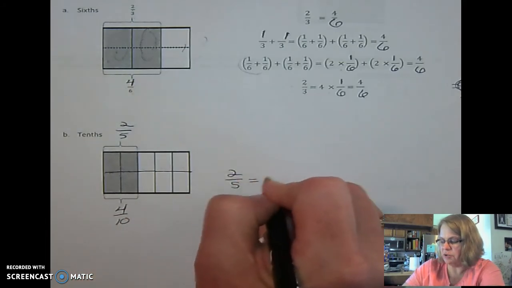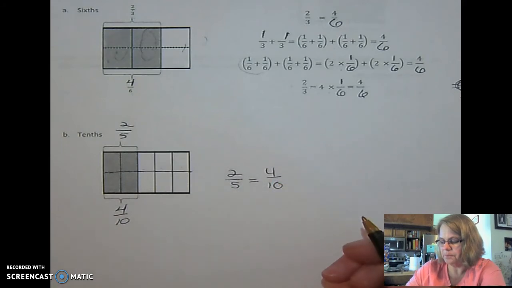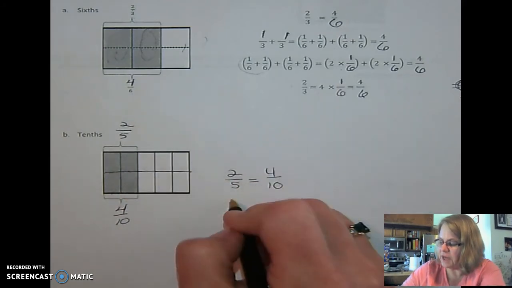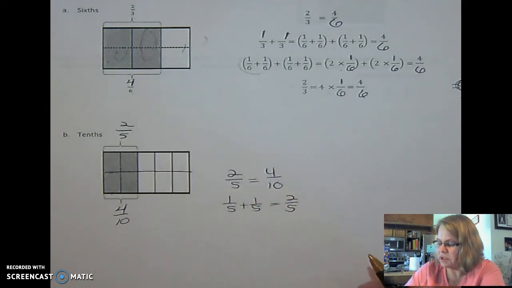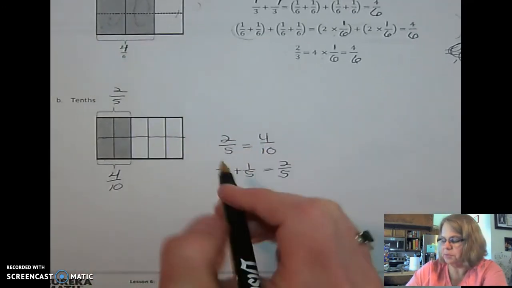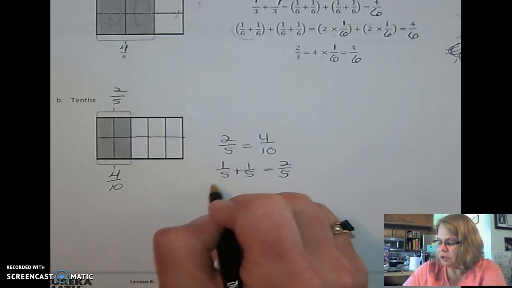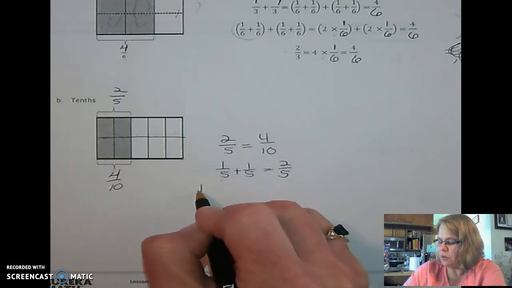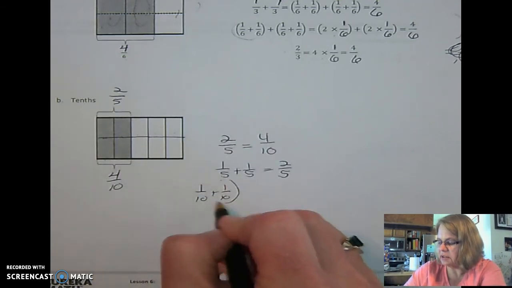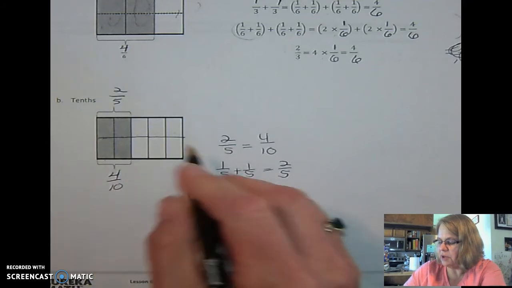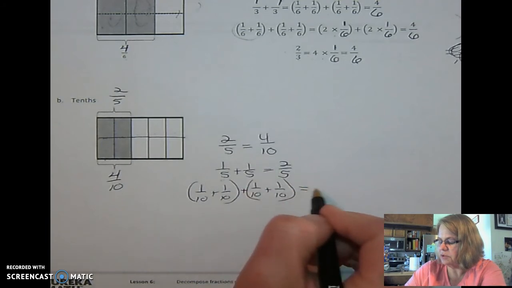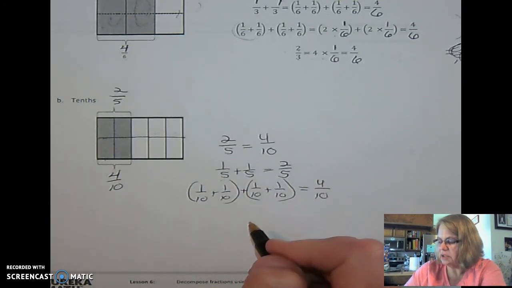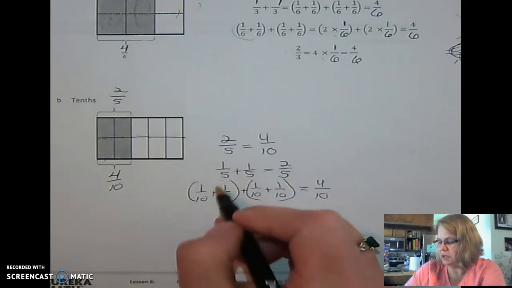So how do we show that 2/5 equals 4/10? Well, if I started out with my fifths, I had 1/5 plus 1/5 equals 2/5. I'm going to do it a little differently than they did at the top. I'm going to bring it down, and I'm going to say for this 1/5 we have 1/10 plus 1/10. And then for the other one we have 1/10 and 1/10 equals 4/10. I think this is a little bit easier to see if you can match them up.